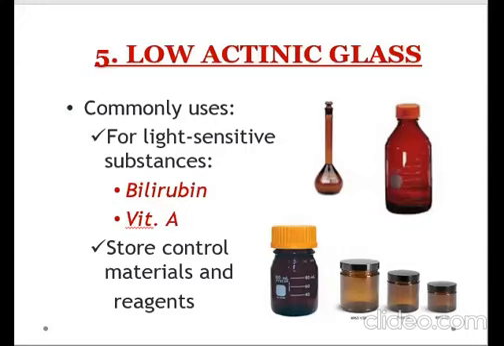Okay, so for example, if you want to test bilirubin in a blood sample of a patient, in the serum sample to be specific, make sure na that serum sample is protected from light. And one way to protect it from light is to place it in a low actinic glass. Another light sensitive substance again is your vitamin A. So aside from protecting the light sensitive substances, it can also be used to store control materials.